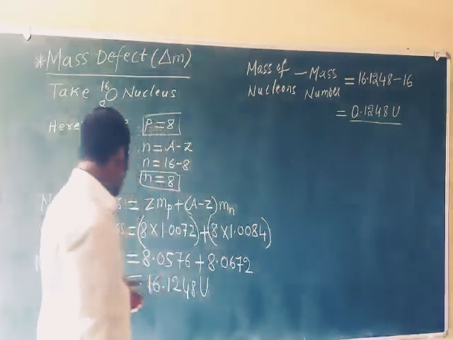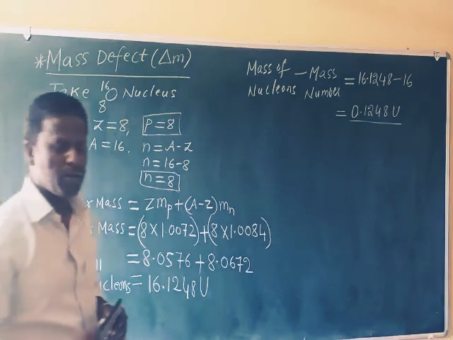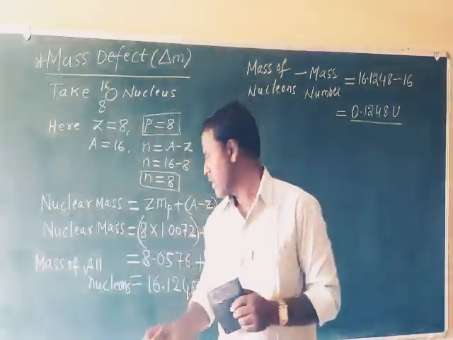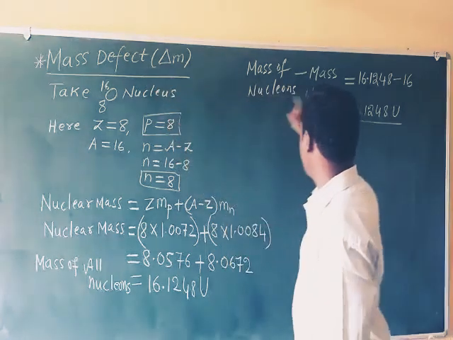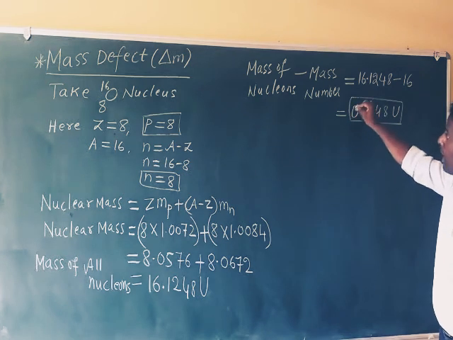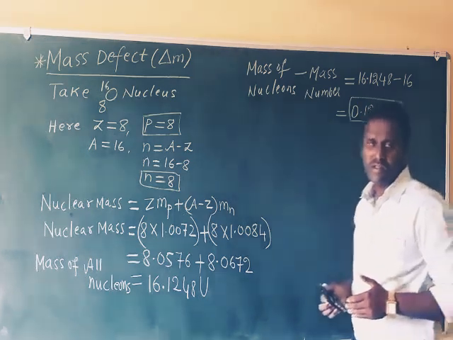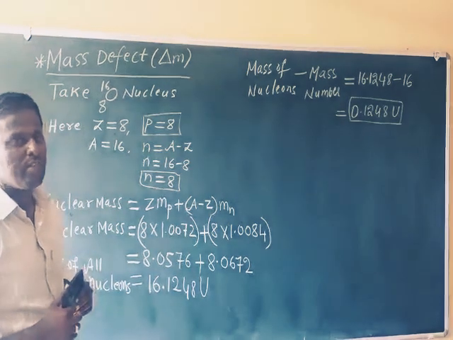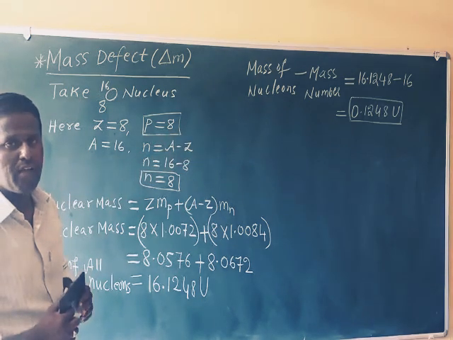So here the mass of all the nucleons obtained is 16.1248. If we calculate the mass of all protons and all neutrons, this much comes. But the actual mass of the element is 16. So where is this difference mass? The answer is that this difference mass is converted into energy according to Einstein's mass energy relation.